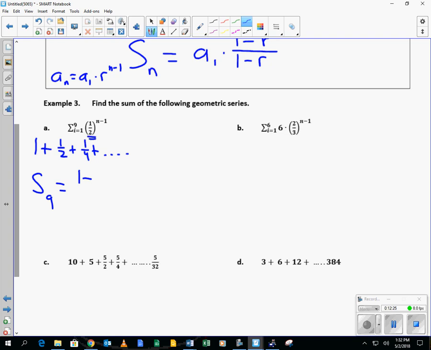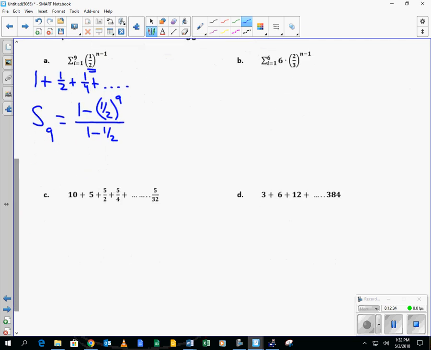So I have 1 minus 1/2 raised to what power? 9 divided by 1 minus 1/2. Hey, what's 1 minus 1/2? So dividing by 1/2 is the same as multiplying by 2, so I have 2 times 1 minus 1/2 to the 9th power.